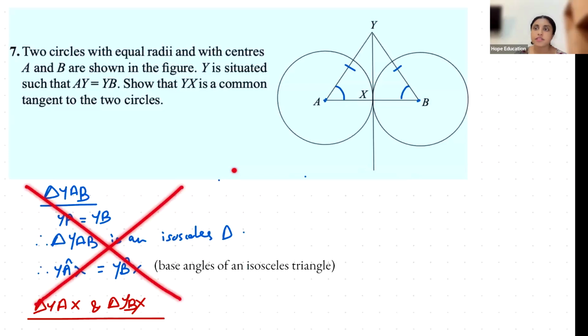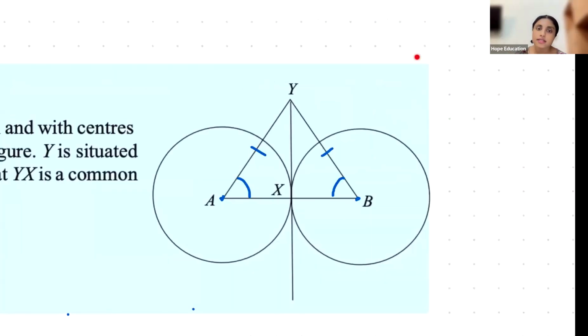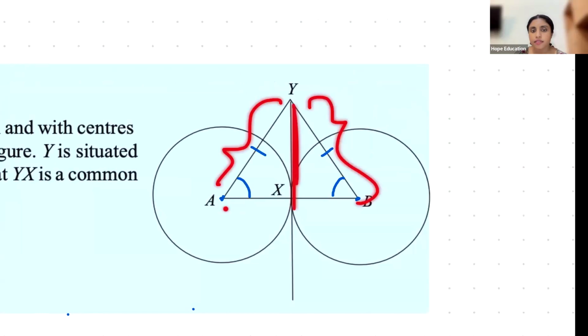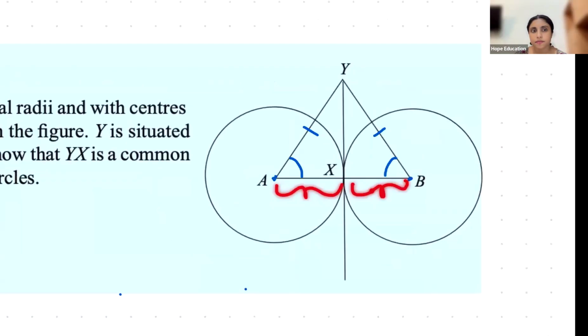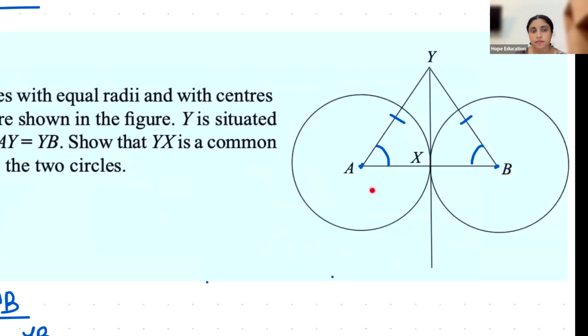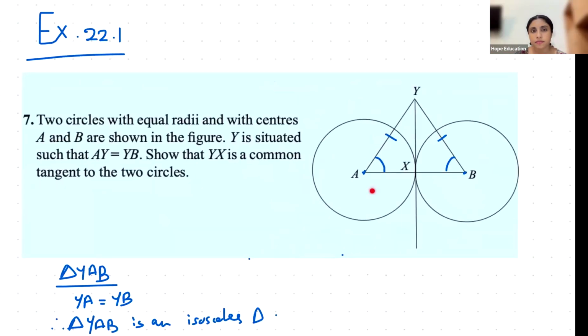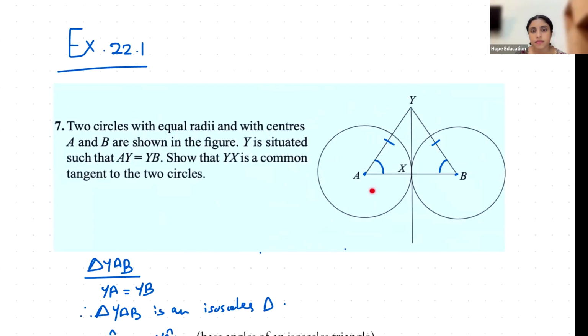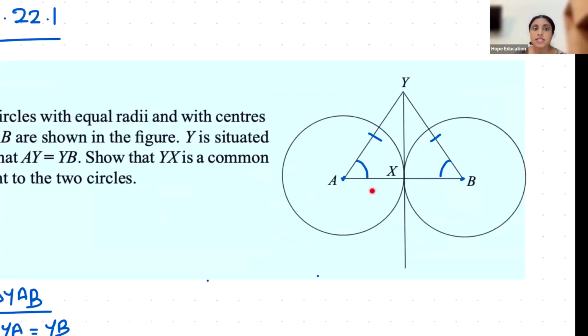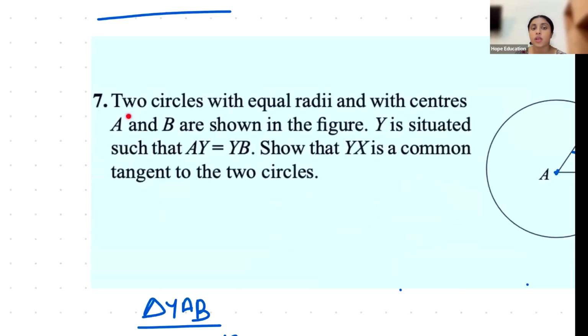So Tavish said SSS. That is the correct answer. But do we have another side pair? We have this side pair. What about this side and this side? Are they equal? Yes, because these are two circles with equal radii.